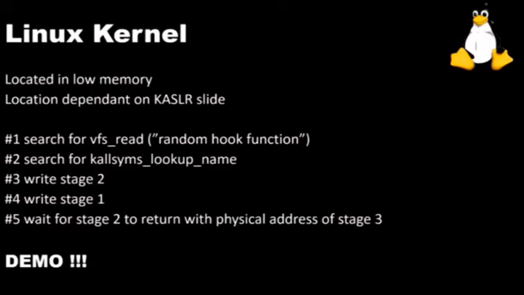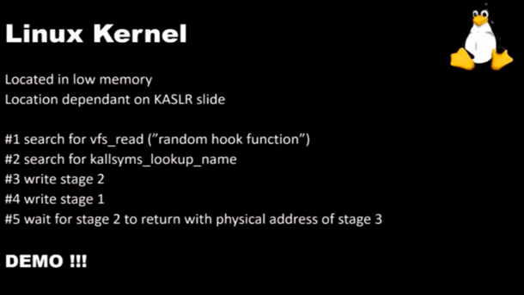Then I search for a function called kallsyms_lookup_name. This is pretty much the equivalent of GetProcAddress in Windows. It allows me to use a kernel symbol name and send it to that function, and it will look up the function pointer, or symbol, for that.